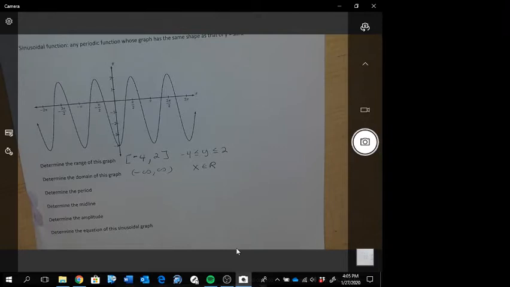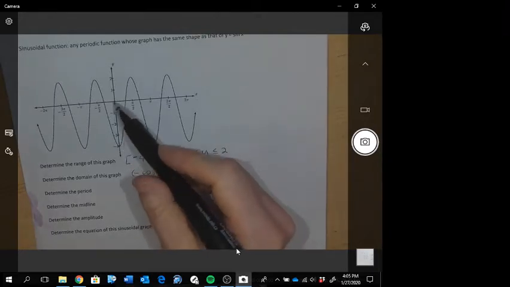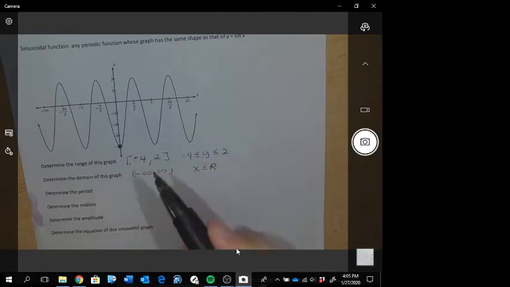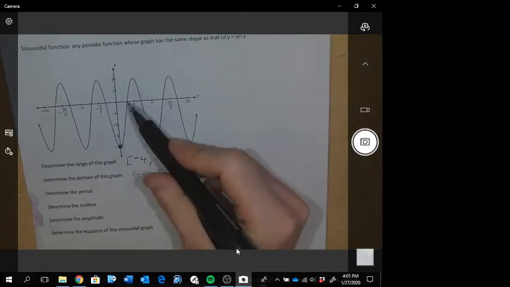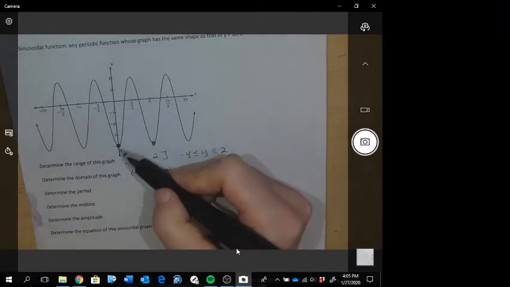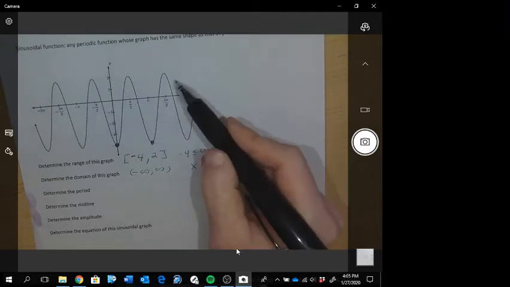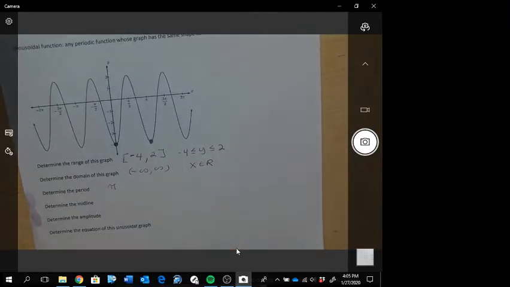Determine the period. How long does it take to complete a cycle? Let's say that the cycle starts there. You can see that at this point we are back and repeating again. So it took pi to complete a cycle.